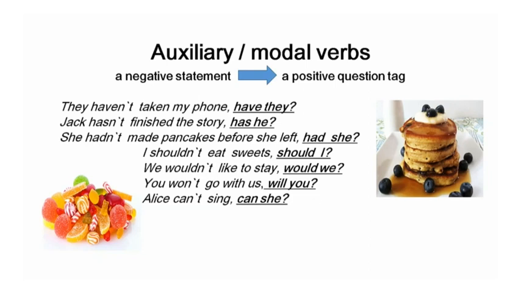Alice can't sing. Can she? Can't becomes can, and she is used in this question tag because Alice is the subject of the sentence. My brother couldn't find the keys. Could he? Couldn't becomes could, and we add he because my brother is here the subject. So we cannot say could my brother. Remember, it's always the appropriate pronoun.